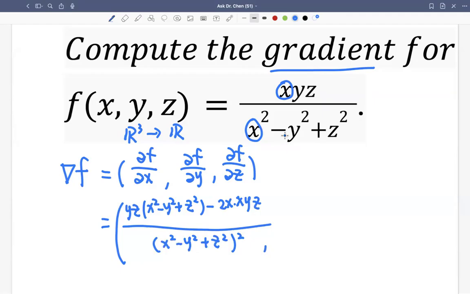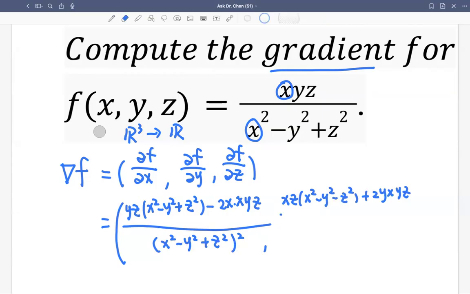Well, in the y direction, we just get the y terms negative, right? We see the numerator will have xyz. So they're very similar. In the y direction, we get xz times the denominator, x squared minus y squared minus z squared. Then minus a negative 2y becomes plus 2y times xyz. Then divided by the denominator squared.